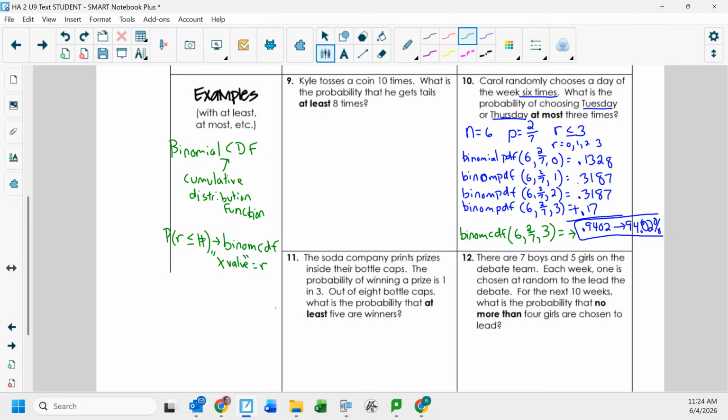Okay, so this is going to be much easier. Binomial CDF is going to be much easier to use when we have those "at most" or "at least," because it's already cumulatively adding all those up.